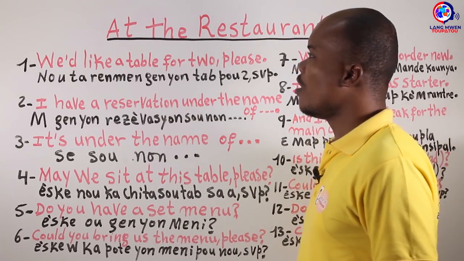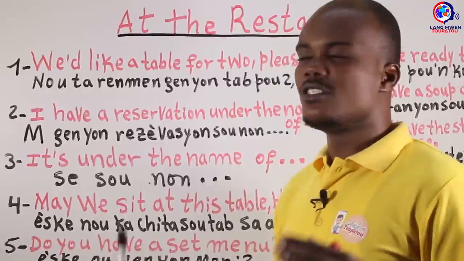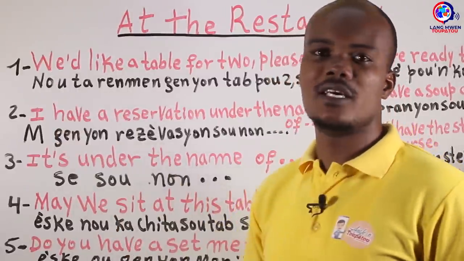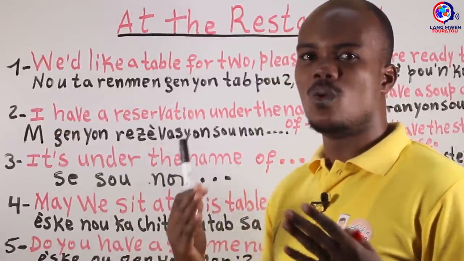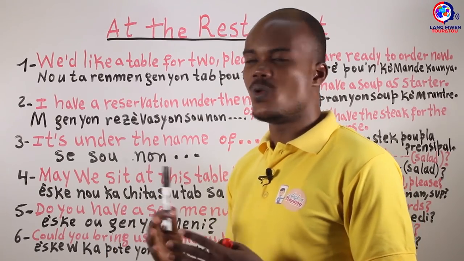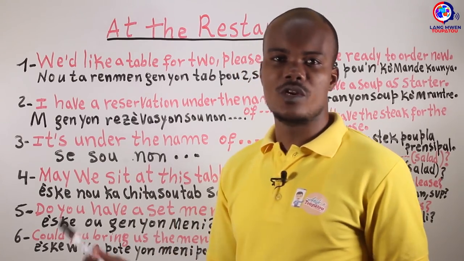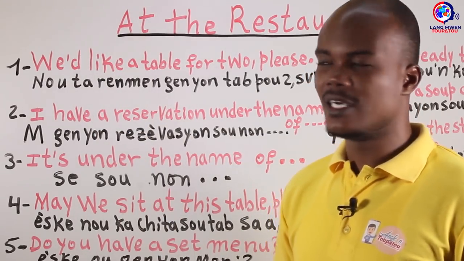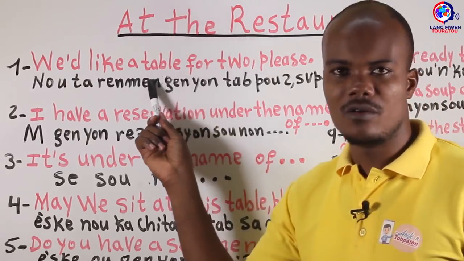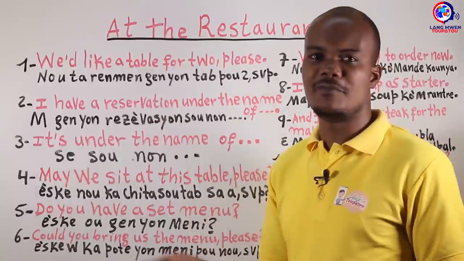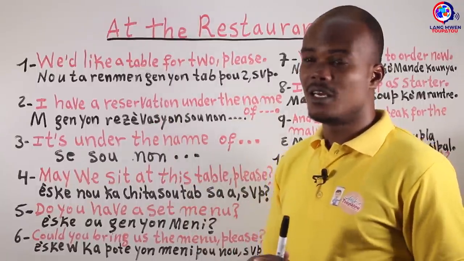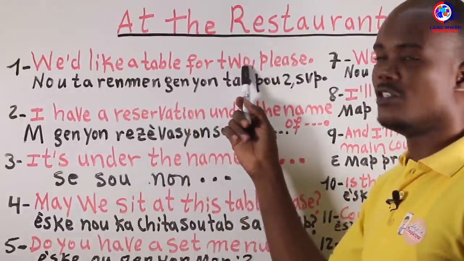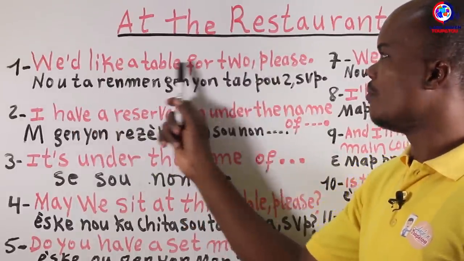Okay? So, how to say that in English? So, we say, we'd. We'd is the contraction of we would. We would like, you say, we'd like. We'd like a table. You say table instead of saying table. For two. We'd like a table for two.